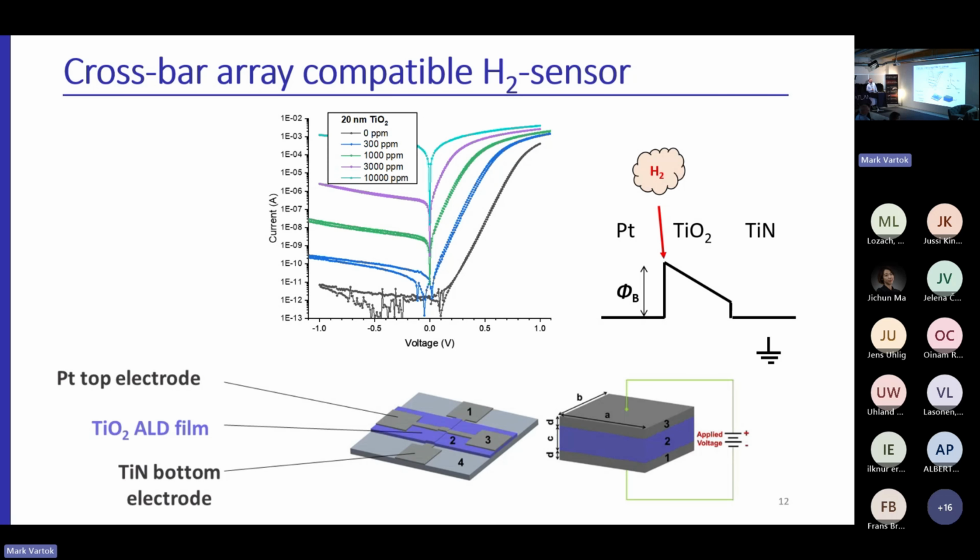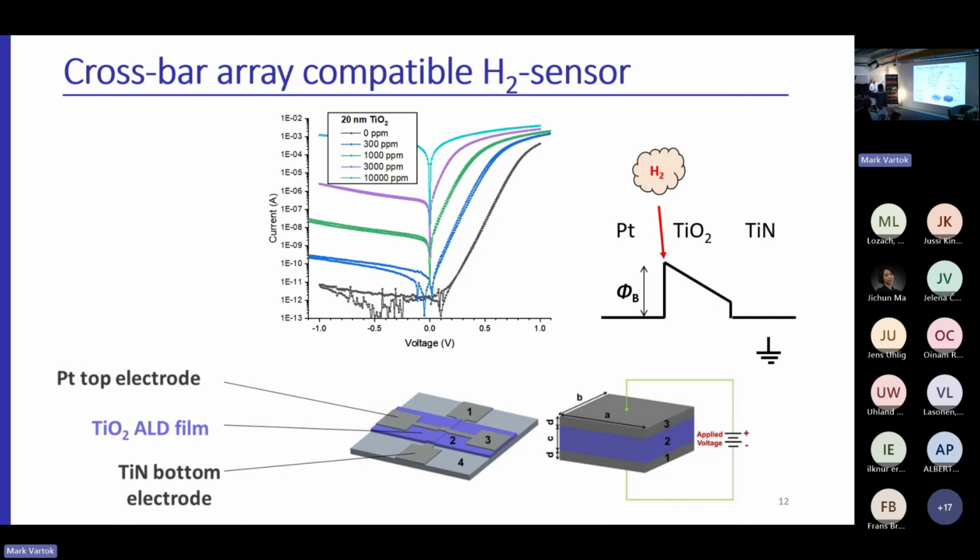If we deposit this kind of device with a titanium oxide film in the middle, and we introduce hydrogen, this modulates the top Schottky barrier between platinum and titanium oxide. And you can see how these diode characteristics dramatically change, even at room temperature, as a reaction to different hydrogen content.